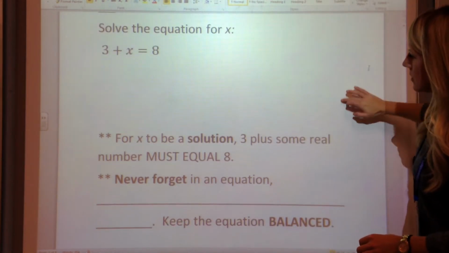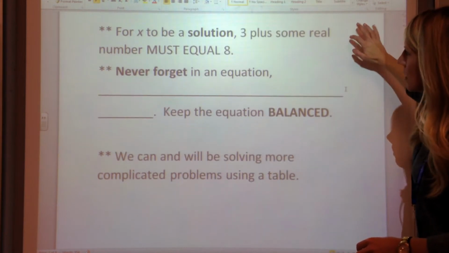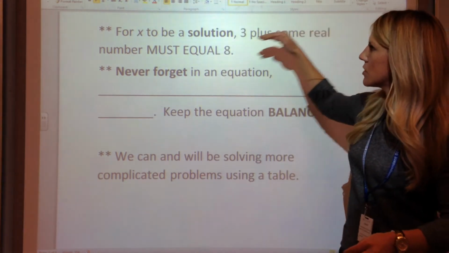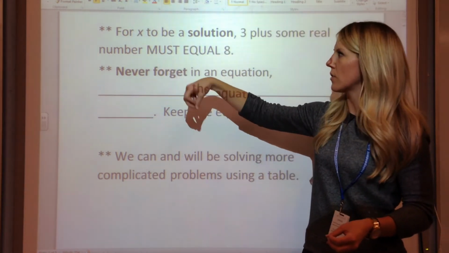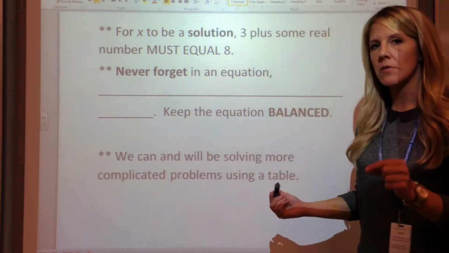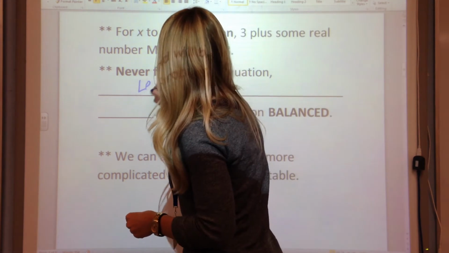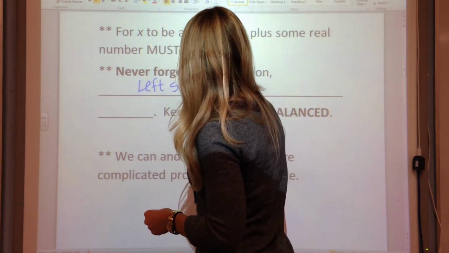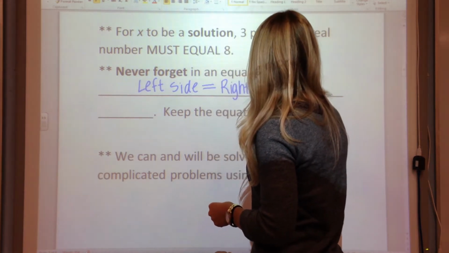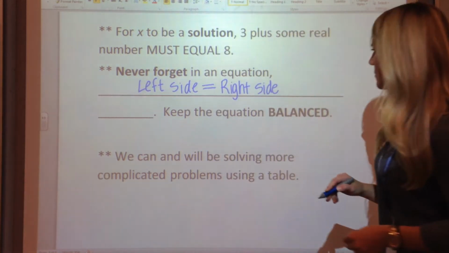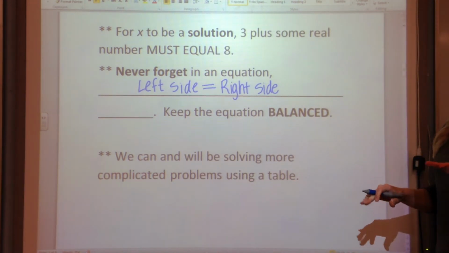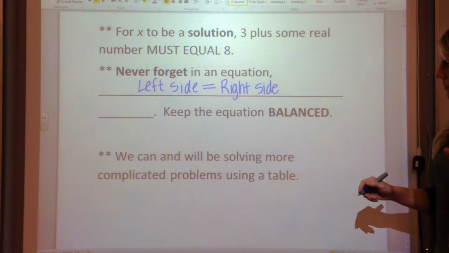For x to be a solution, so think about what it means to be a solution, 3 plus some real number must equal 8. So that real number is going to be what x represents. Never forget in an equation, the left side must equal the right side. Keep the equation balanced. So whatever we do to the left side, we have to do to the right side.